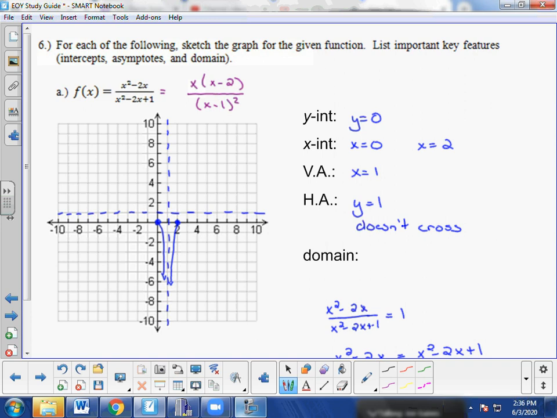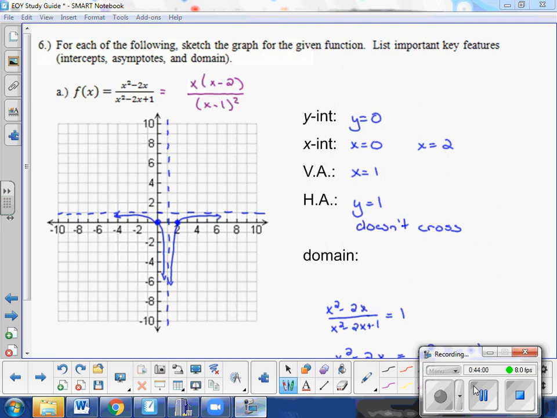To the left and to the right, it's going to approach the horizontal asymptote. So it's going to go through our x-intercepts, and it's going to get closer and closer and closer to this horizontal asymptote as you go further to the left and further to the right without crossing. And there's our graph for this rational function. So this is the graph for 6a, and you can check that looking at a calculator.